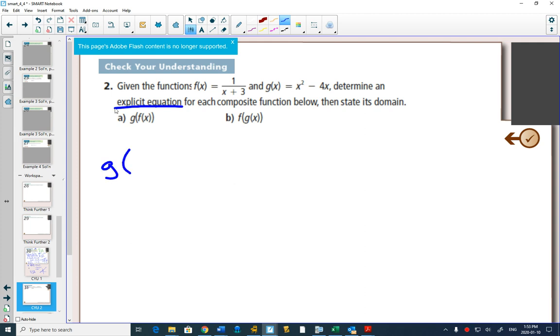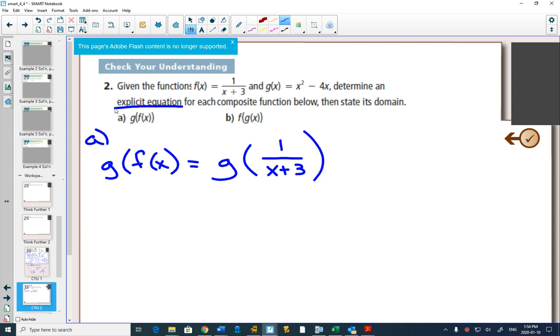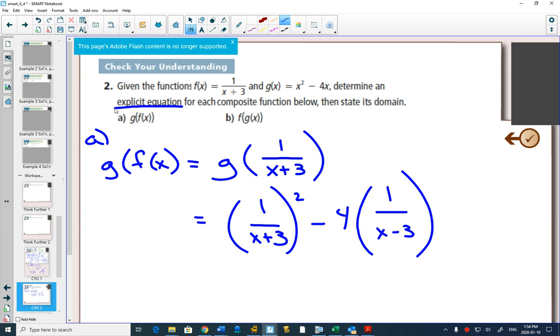So g of f of x in A would equal g of, well, f of x is 1 over x plus 3. And then g of 1 over x plus 3, well, what happens with g? Whatever you plug in gets squared. Then you subtract 4 times whatever you plug in. So if I plug in a 1 over x plus 3, it's going to get squared, and then I'm going to subtract 4 times 1 over x plus 3. We could expand this and simplify it. I'm going to leave it like this right now.